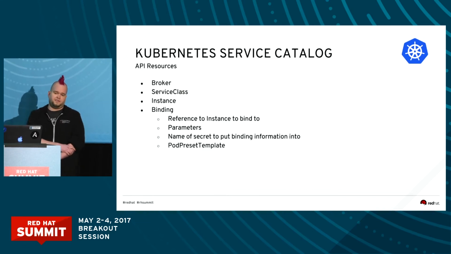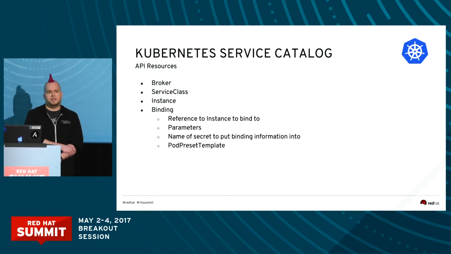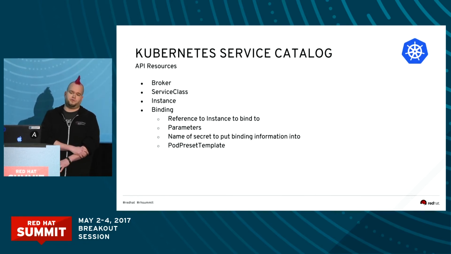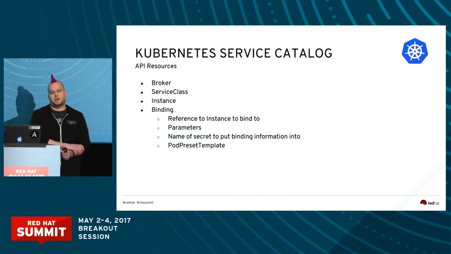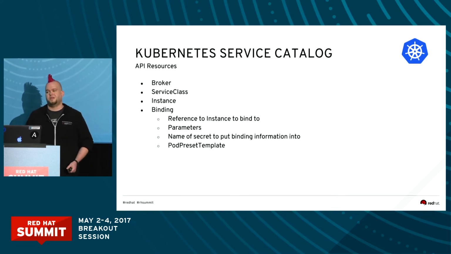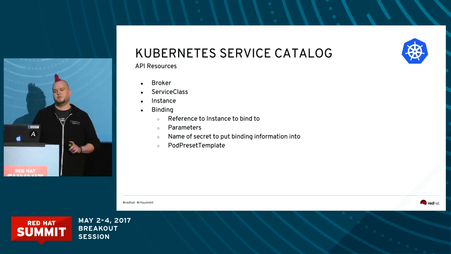After you've got an instance, you can bind to a bindable service by creating a binding resource. The binding resource has a reference to the instance to bind to, a set of parameters that are passed to the broker during the binding operation, a name of a secret in that binding's namespace to put the results of the binding into, and a thing called a pod preset template, which is really just a fancy name for a resource that describes how an application should use the results of that bind operation.